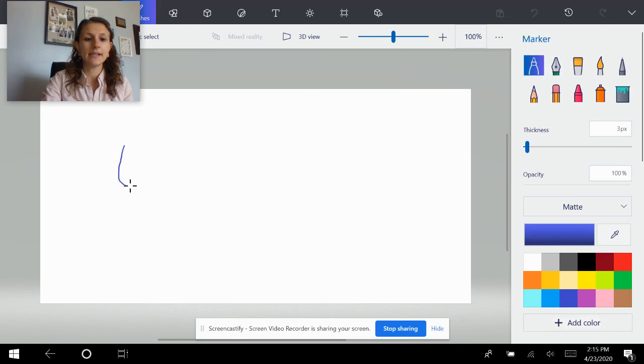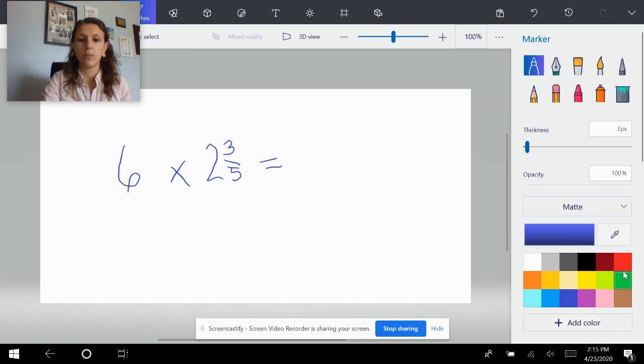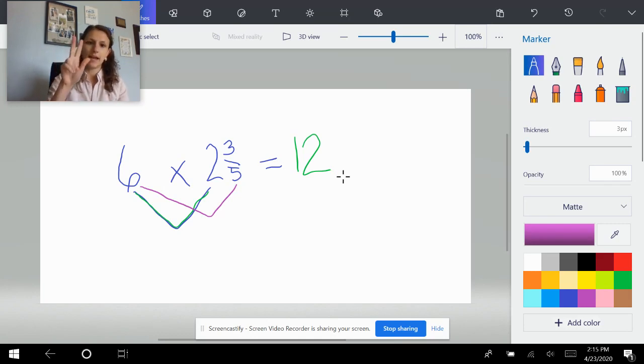Let's say that I have 6 times 2 3/5. I am going to go ahead and take this step by step with my mixed numbers. So what I'm first going to do is think about what is 6 times 2, which would give me 12. All right, now I need to think about 6 times 3/5. I would have 3/5, 6/5, 9/5, 12/5, 15/5, 18/5, because 6 times 3 is 18, and I'm working with fifths.